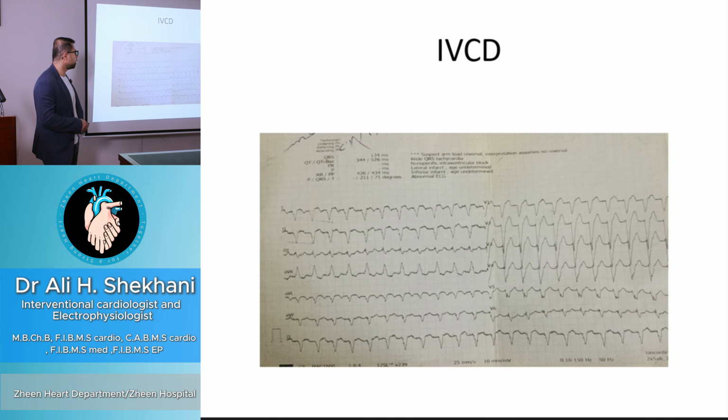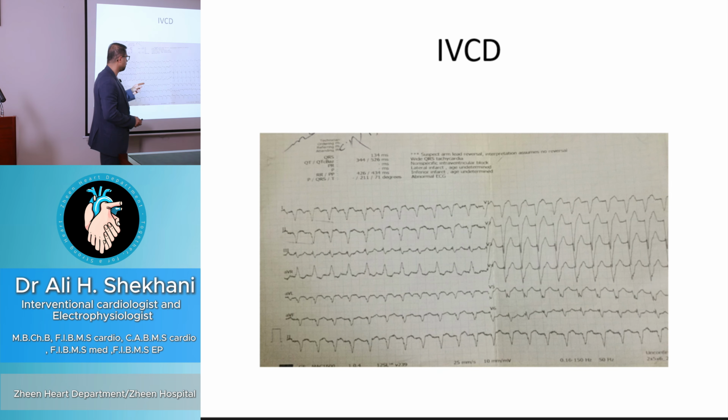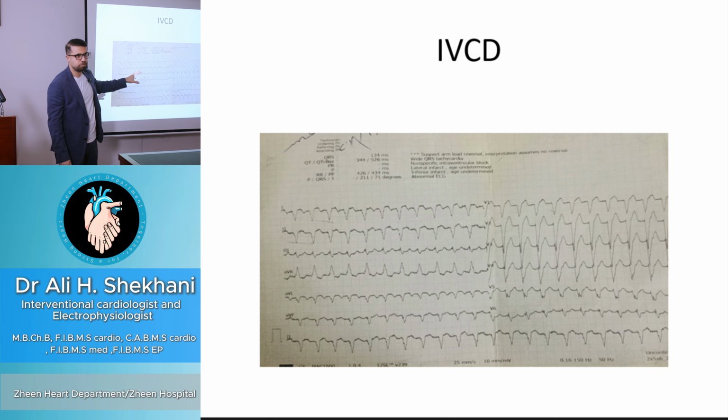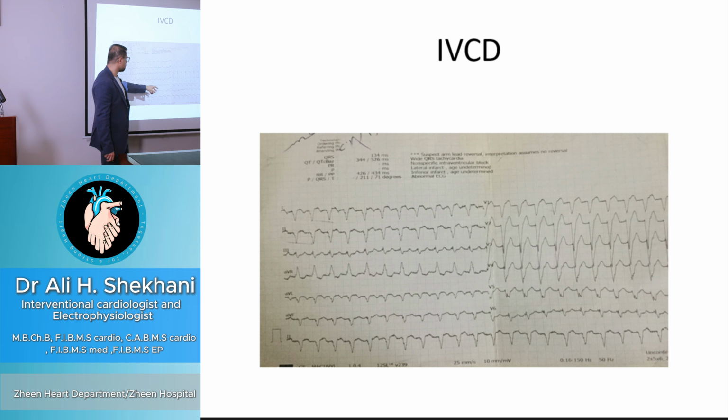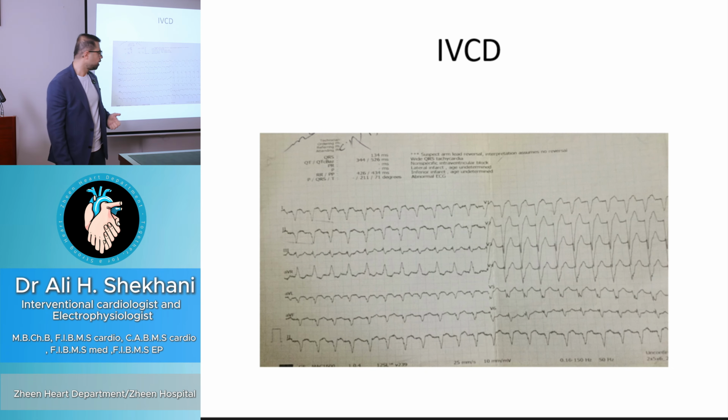This is intraventricular conduction delay. As I told you, for the left bundle branch block, there should be positive R in V5, V6. This ECG, from the first look, you can identify that this is left bundle branch block. But on close observation, when there is a negative QRS in V5, V6, it means it is non-left bundle branch block, and the diagnosis is intraventricular conduction delay.